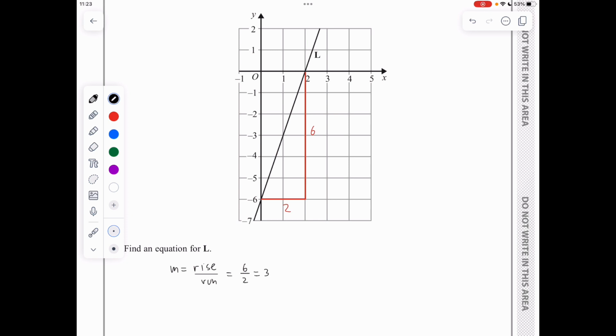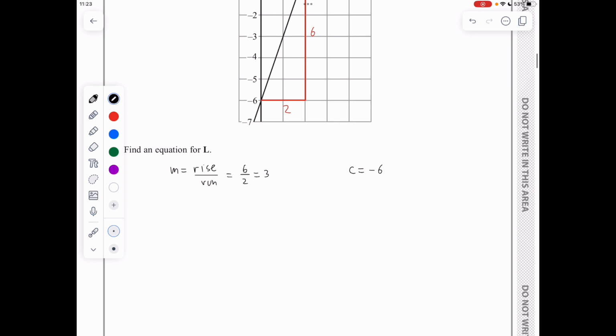We also notice that we cut the y-axis at -6, and therefore c, the y-intercept, is -6. So if we consider the general equation of a straight line, which is of the form y is mx plus c, we have found m to be 3 and c to be -6, so y is 3x minus 6.